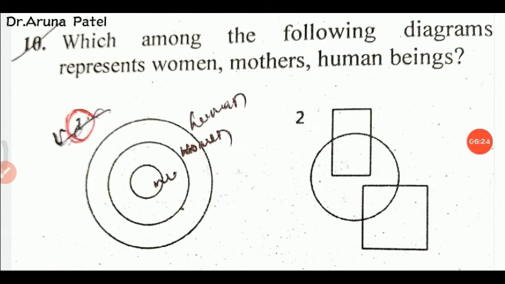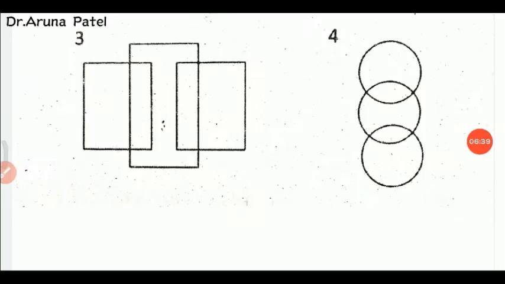Now this is the 10th question of set B. Which among the following diagrams represents woman, mother, human beings? So this is a question on Venn diagrams. Here are the 4 options given. First one is concentric circles. Second you have seen in the figure. Third one is rectangles, and fourth one is rings, one upon another.